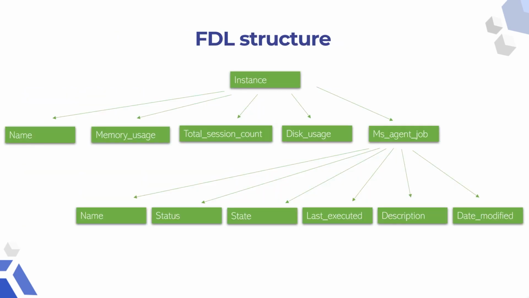So there is a natural way of structuring these aliases together, because some concepts like memory usage and total session count have a single value which is associated with that instance. And other concepts like agent job details, where each element of the list has a set of properties, this can result in a structure similar to a directory structure used to organize files on disk, or a tree-like structure of an XML document.